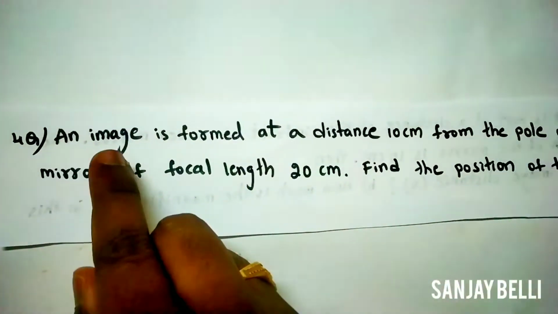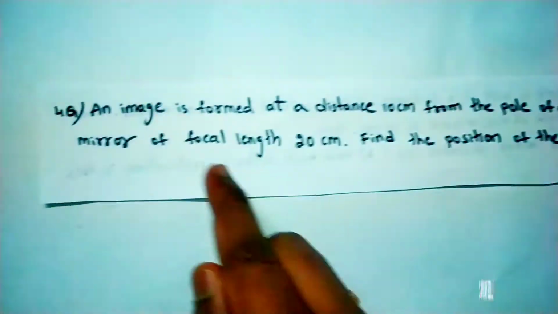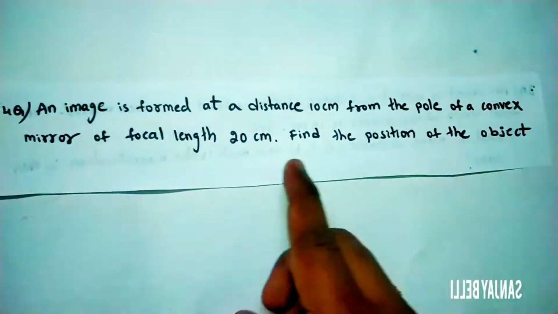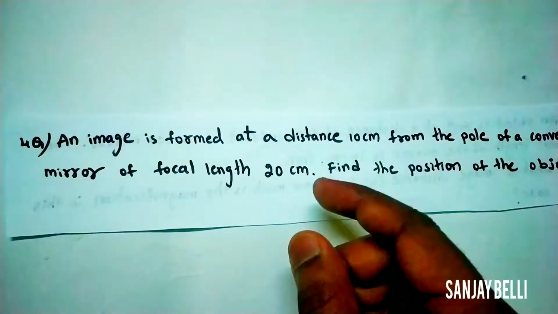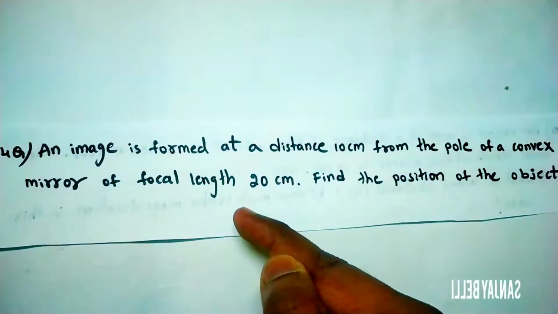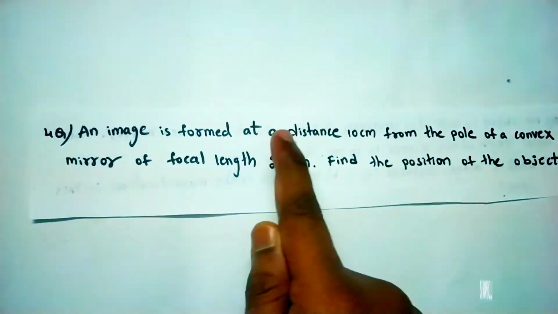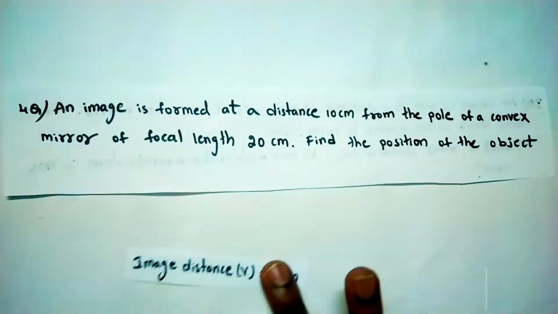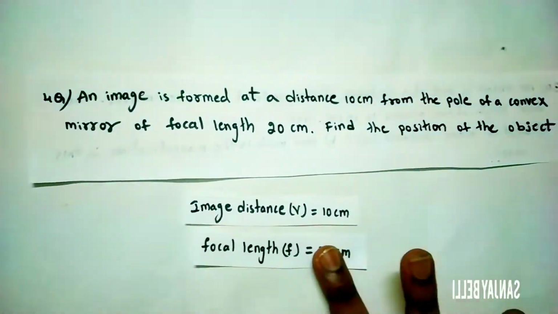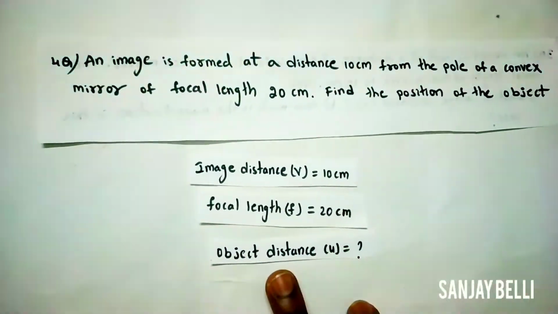Your fourth question: an image is formed at a distance of 10 centimeters from the pole of a convex mirror of focal length 20 centimeters. Find the position of the object. If you observe this problem, it gives the image distance and focal length, and asks you to calculate the position of the object. That means the image distance is 10 centimeters and the focal length is 20 centimeters. You have to find the u value.